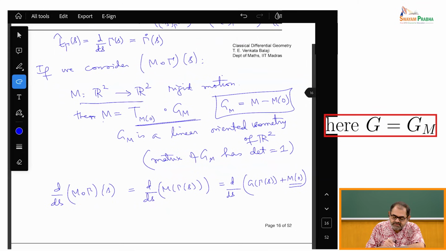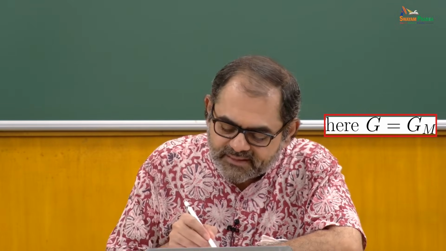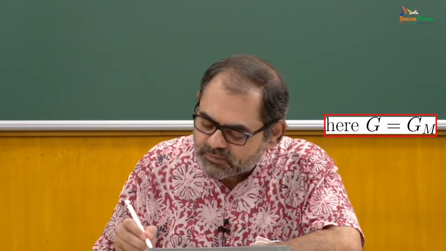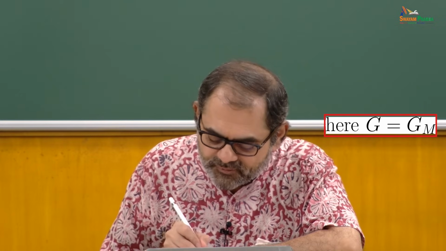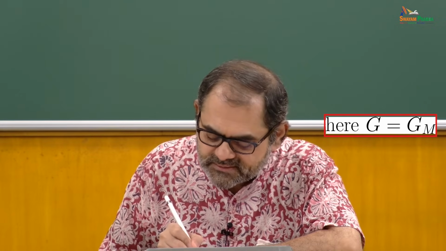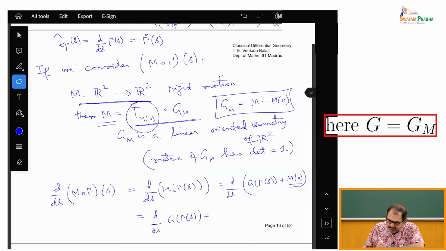Mind you, m is just a rigid motion, it need not preserve the origin. So the origin will move to another point m0, okay, and that is a translation by m0 which is coming here in the decomposition of m. But of course m0 is a constant vector, so when you apply d by ds it will go away, and I will simply get d by ds of g of gamma of s, okay. And this is, mind you, G is a constant matrix, okay.